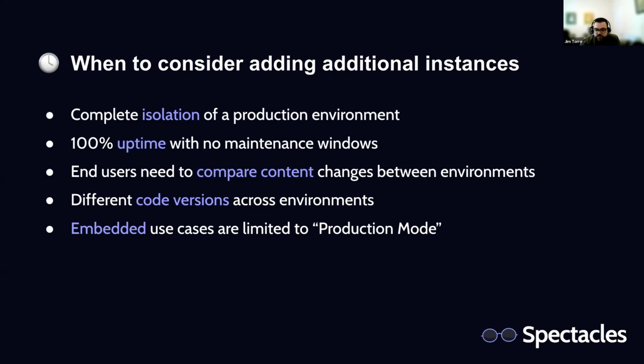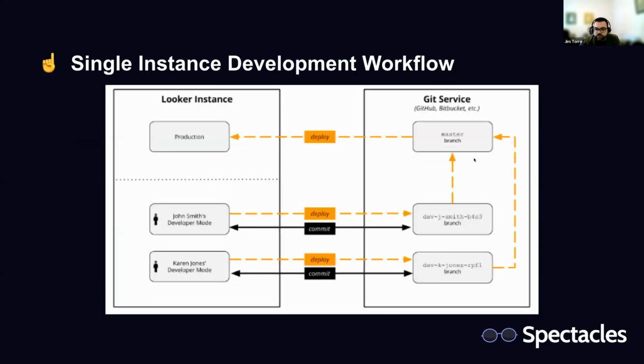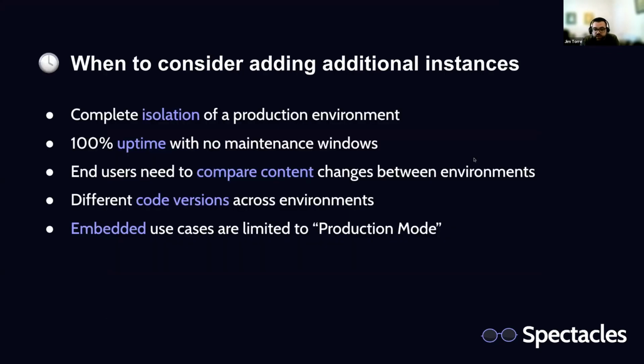If your end users need to review content changes by comparing to an existing dashboard, you might need additional environments. Users could then log into both instances in their browser, 2 browser tabs or browser windows, and visually compare both dashboards. If you need to run different code versions across environments, you're going to need extra instances. A common use case would be having a testing environment that uses a different database connection than what's used in production. And again, a similar scenario to my last point, where they could compare those things in parallel.